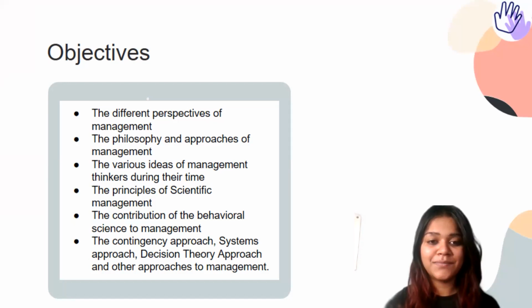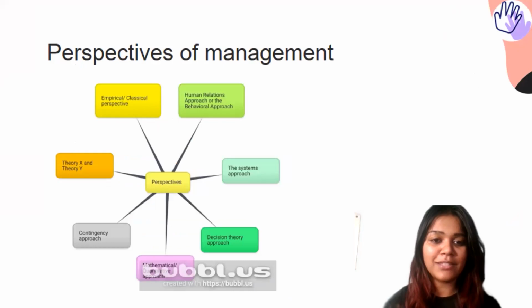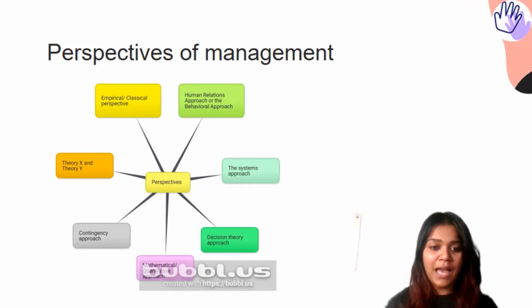So let's begin. So there are different perspectives of management, which are listed over here. So first is empirical or classical perspective, human relations approach or the behavioral approach, systems approach, decision theory approach, mathematical or quantitative approach, contingency approach, theory X and theory Y, right? So we will study about each of them in the upcoming slides.